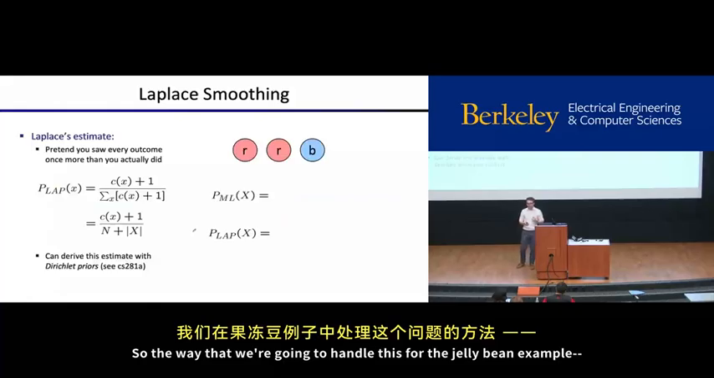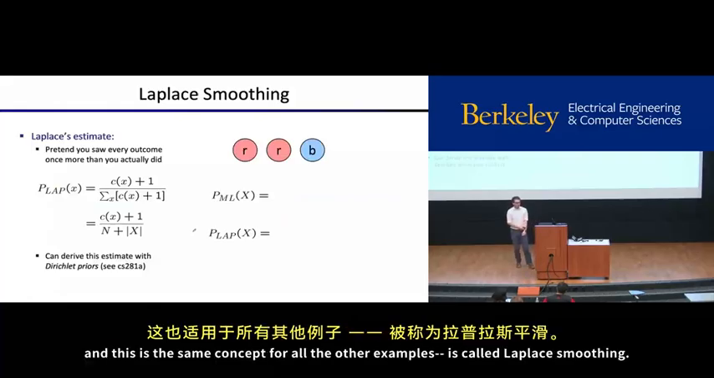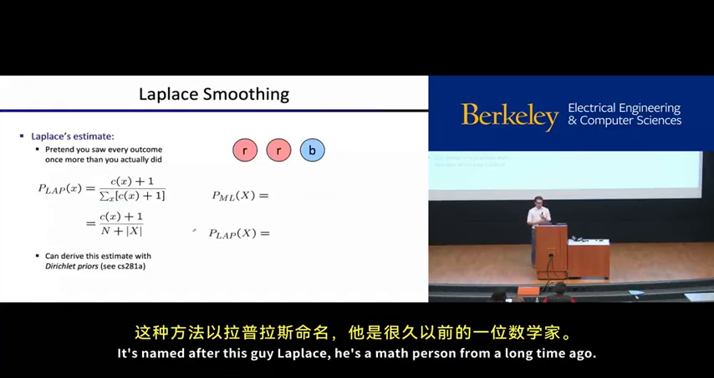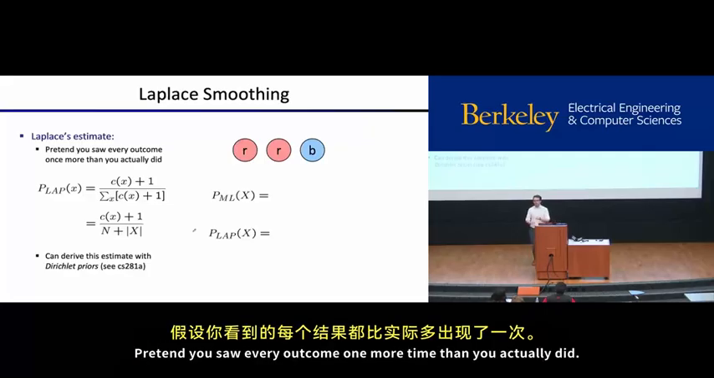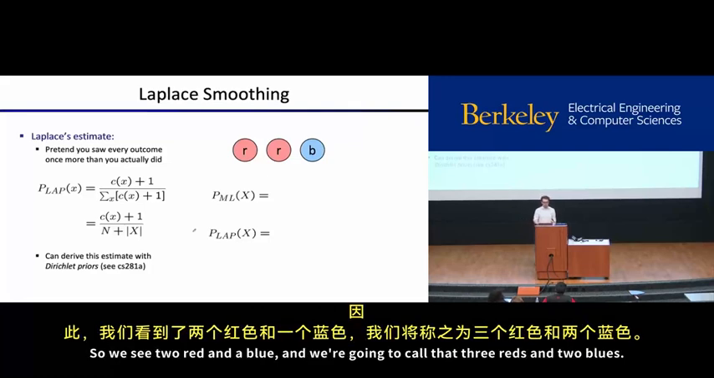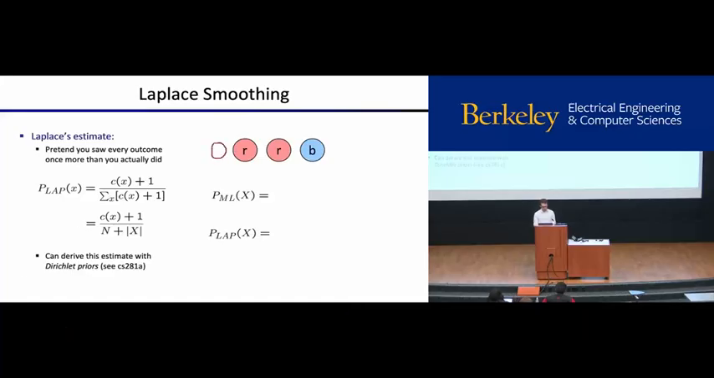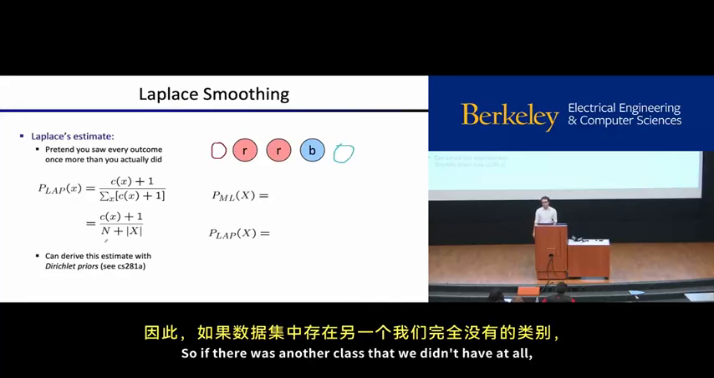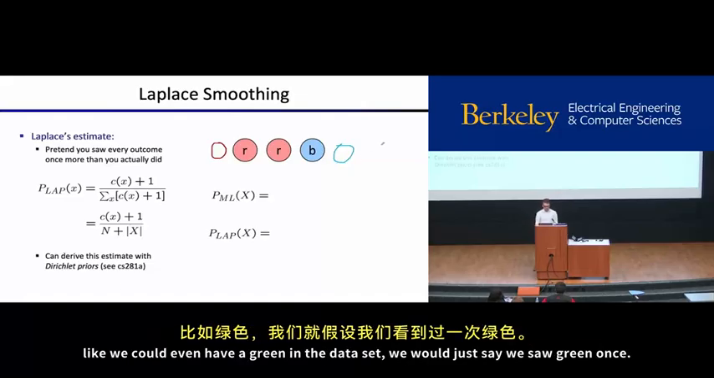So the way that we're going to handle this for the jelly bean example, and this is the same concept for all the other examples, is called Laplace smoothing. It's named after this guy Laplace. He's a math person from a long time ago. Pretend you saw every outcome one more time than you actually did. Okay, so we see 2 reds and a blue, and we're going to call that 3 reds and 2 blues. If there was another class that we didn't have at all, like a green in the data set, we would just say we saw green once.